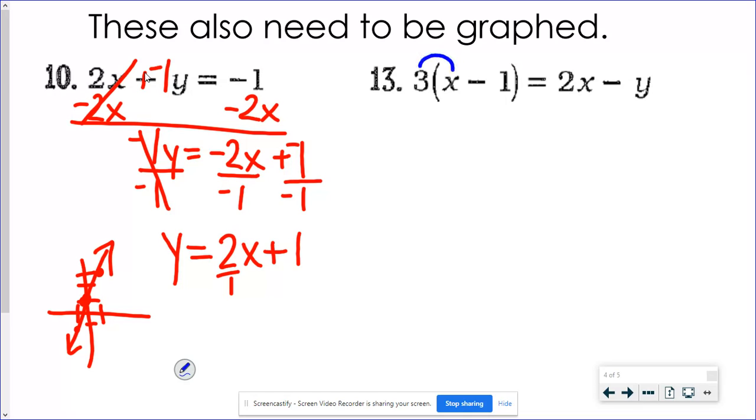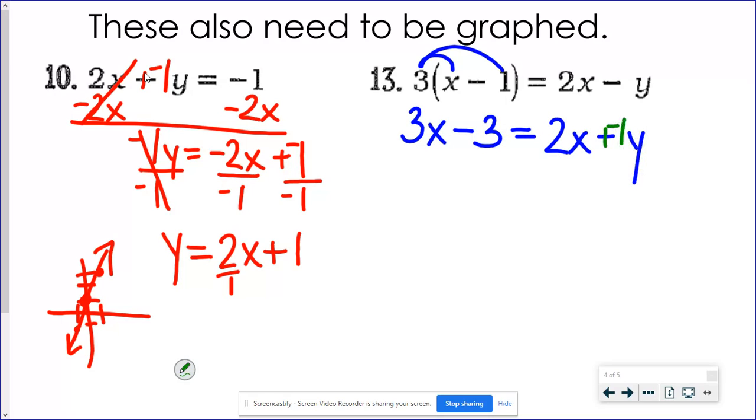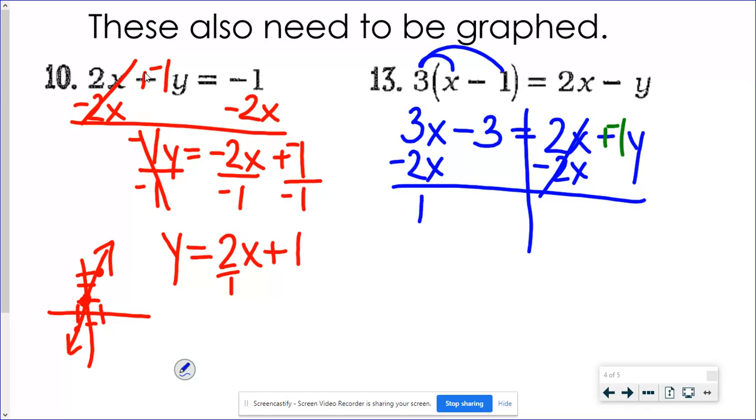So for number 13, let's distribute. So I'll have 3x minus 3 equals 2x minus y. So we're going to get our negative 1 in front of that y. I've got x's on both sides. And again, keep in mind our goal here. I want the y by itself. So some people just kind of start randomly moving things. I want the y to be alone. I have to get rid of the 2x. So I would subtract 2x. So I would have 1x minus 3 equals negative 1y, and then everybody gets divided again.